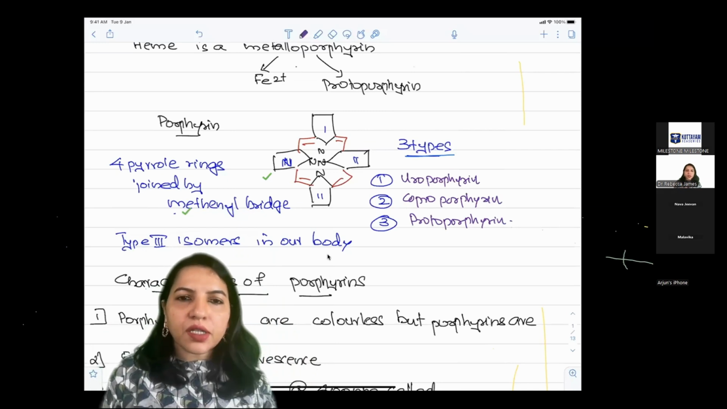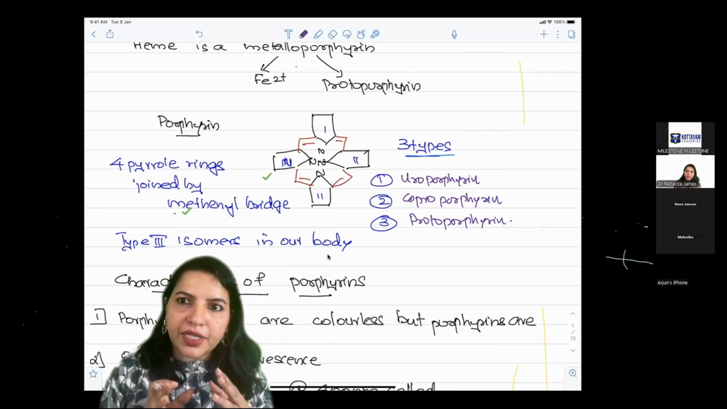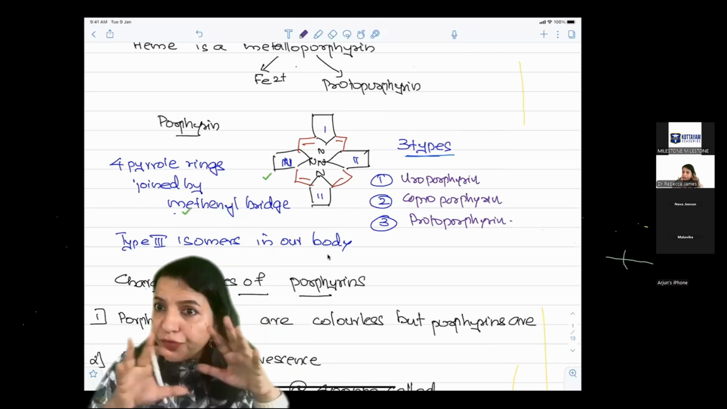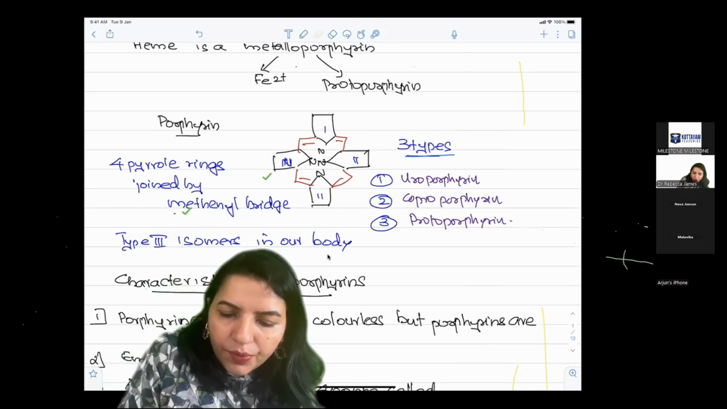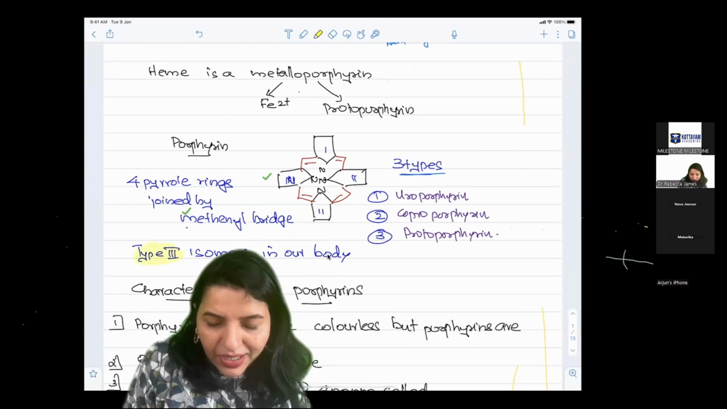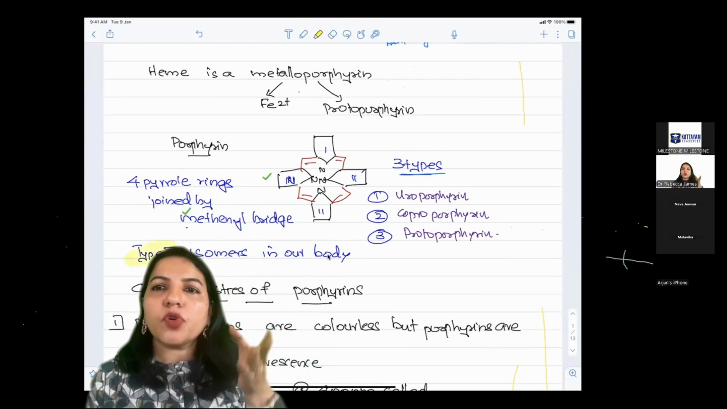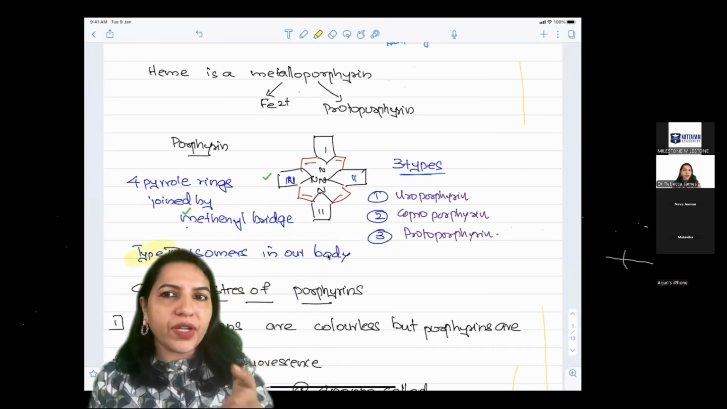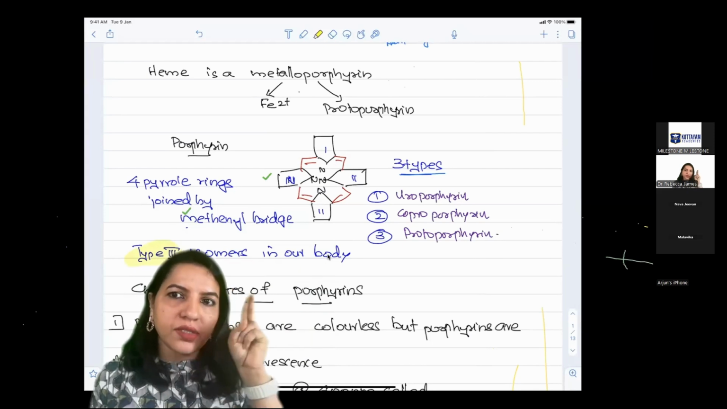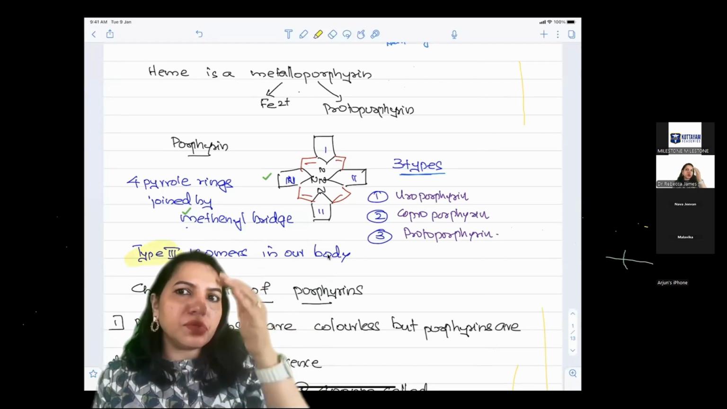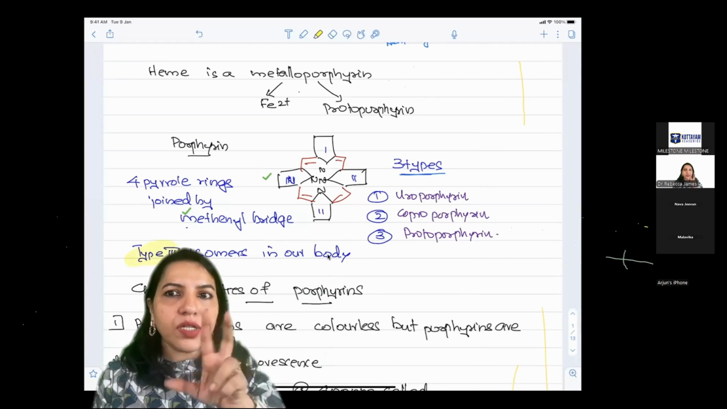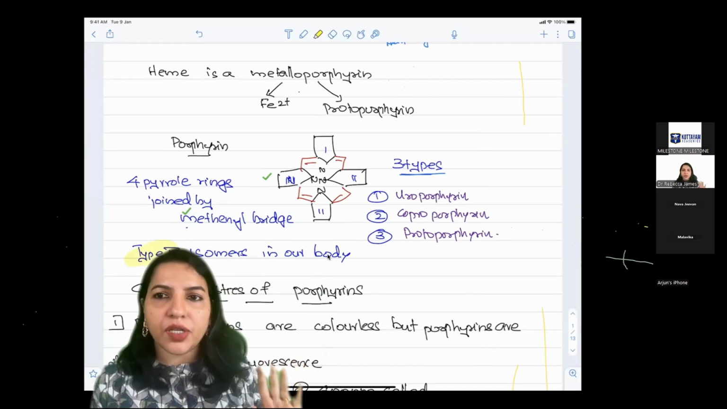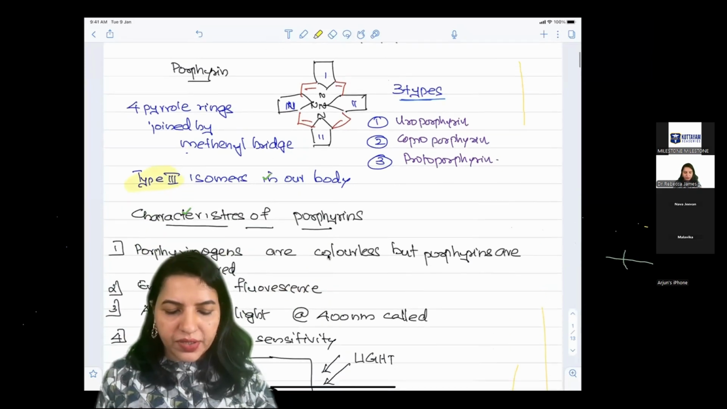Right. Next, what we should have an understanding is that in our body, there are different isomeric forms, but the isomer that is present is type 3 isomer. That is why we say protoporphyrin 3, uroporphyrin 3, etc. So these are the two things that we have to learn. First, learn the order U, C, and P, and then you learn type 3 isomers are present in our body. Okay. Now, we are going to see some characteristics.